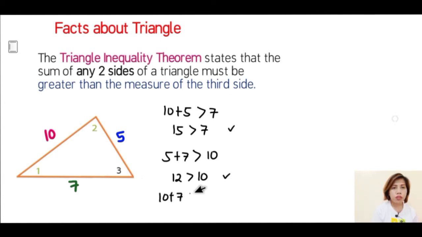10 plus 7 is greater than 5. 10 plus 7 is 17. 17 is greater than 5, which is also true. So, ito pong triangle na to ay sumunod sa triangle inequality theorem. So, therefore, kaya po, nakabuo tayo ng triangle.